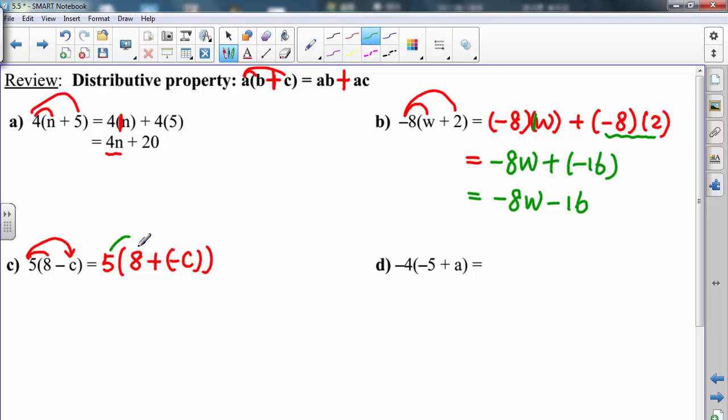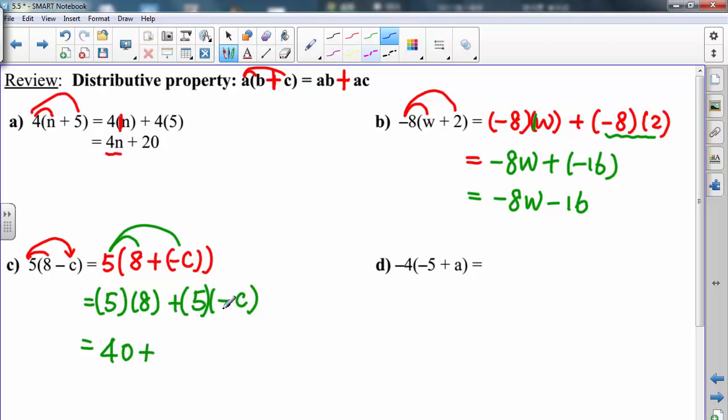Then I distribute 5 in. So 5 times 8 plus 5 times negative c. 5 times 8 is 40. Plus 5 times negative c means negative 1c. 5 times negative 1, negative 5, and keep the c. Plus, minus, positive, negative become negative. So I can change these two signs to one sign, which is the minus sign in the middle.